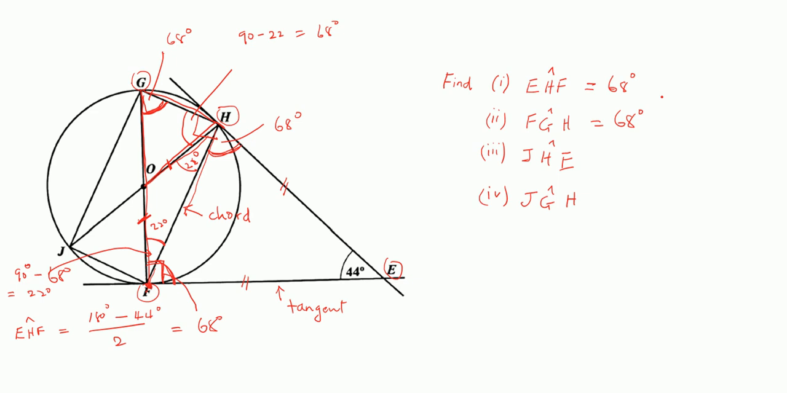So like I said, for this one here, all you need to do is to write down 68 degrees, and you just need to remember the rule, right? Which is the angle between a tangent to a circle and a chord at the point of contact is equal to the angle in the alternate segment of the circle, right? That's just the rule. So let's work out JHE.